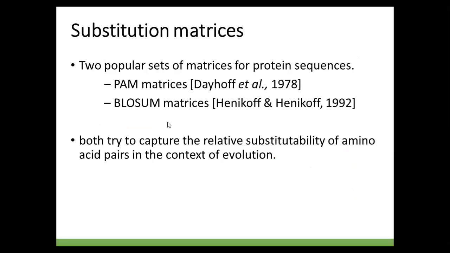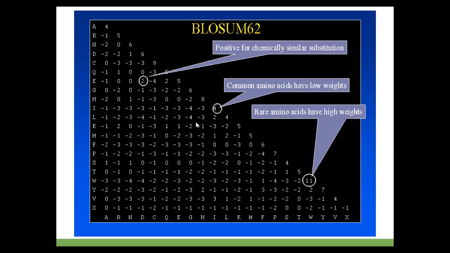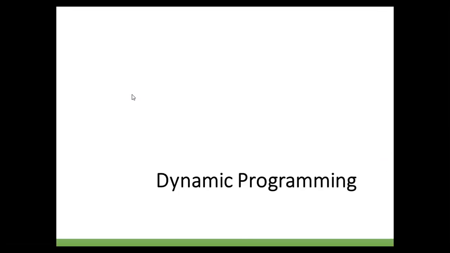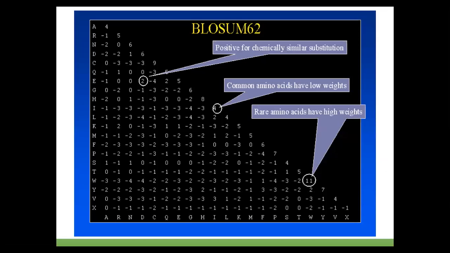There are two main substitution matrices used for proteins, the PAM matrix and the BLOSUM matrix. Both try to capture the relative substitutability of amino acid pairs in evolution. Okay, so here you can see the BLOSUM 62 matrix. On this side you can see the proteins, and on this side again the same set of proteins. And if you find this pair, what would be this negative 2?